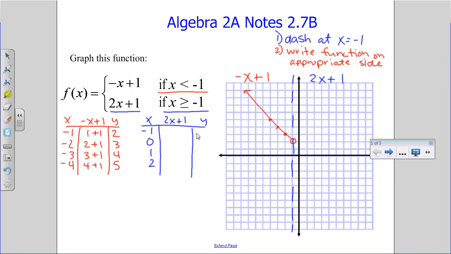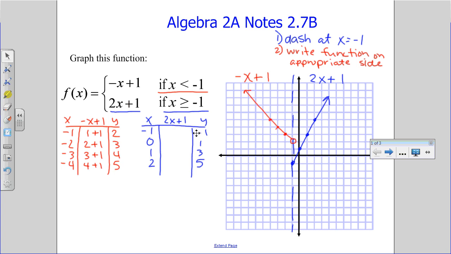We have negative 1, 1, 3, and 5. And so we're going to go and graph those points. So we have negative 1, and that's a closed circle. We have 0, 1. We have 1, 3. And we have 2, 5. And we're going to connect those.